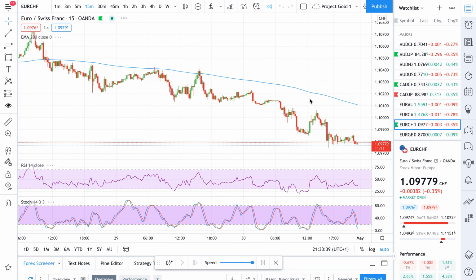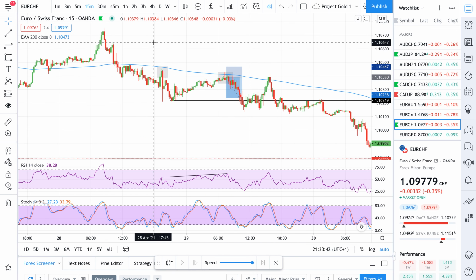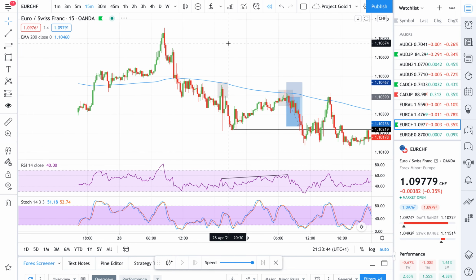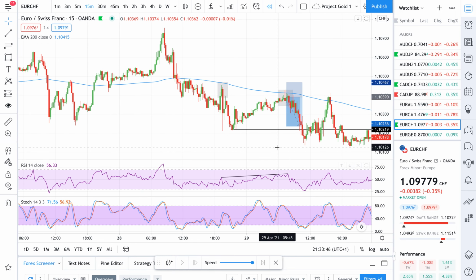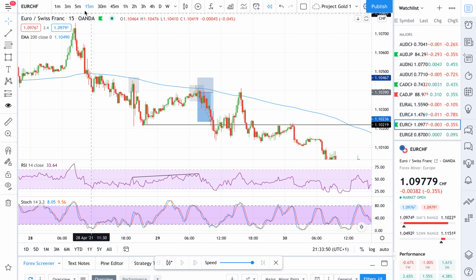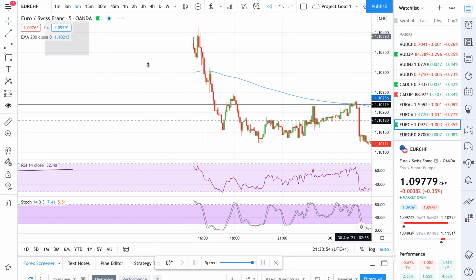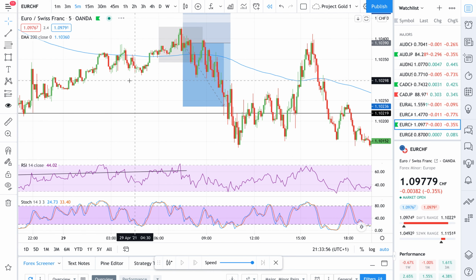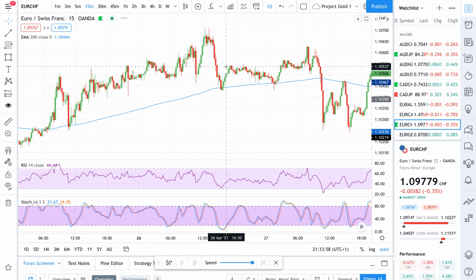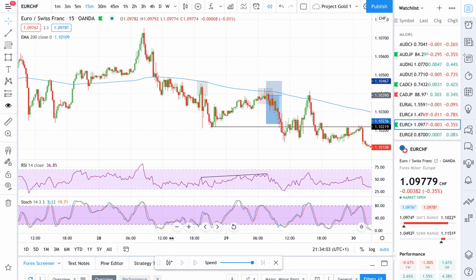And the third trade I took was on Euro Swiss franc here, and you can see this one was quite tight. You had to have a good eye for this one. Let's go down to the 5 minute, might sit better. Nope. I'm going 15 minute. So you can see, we'll just zoom in.